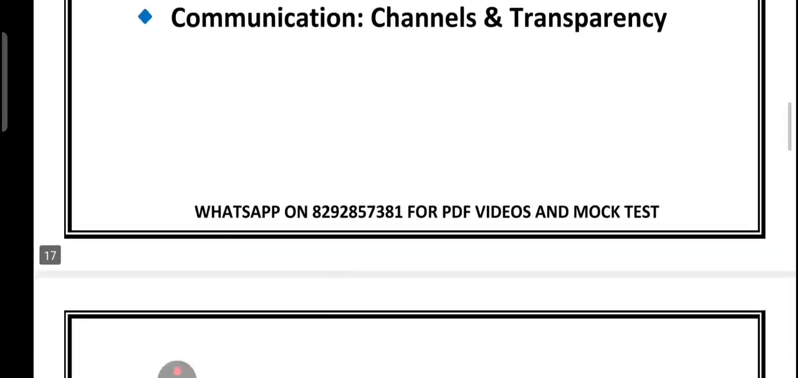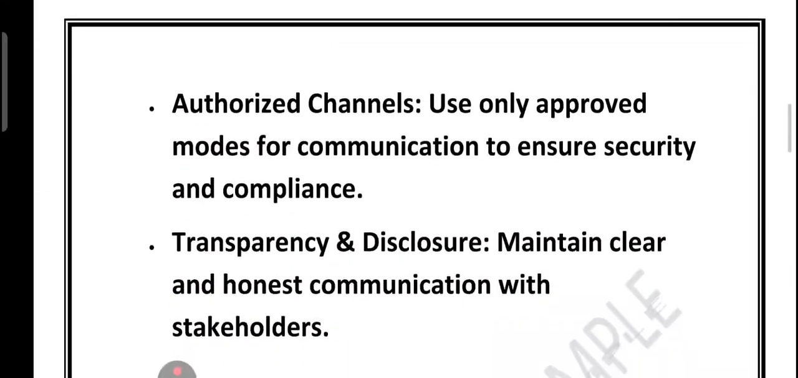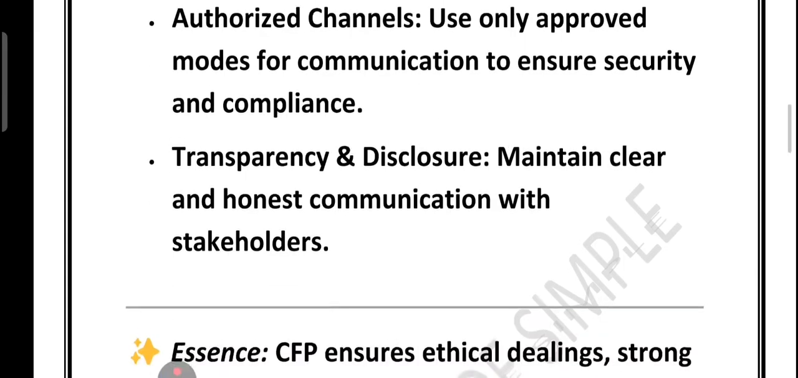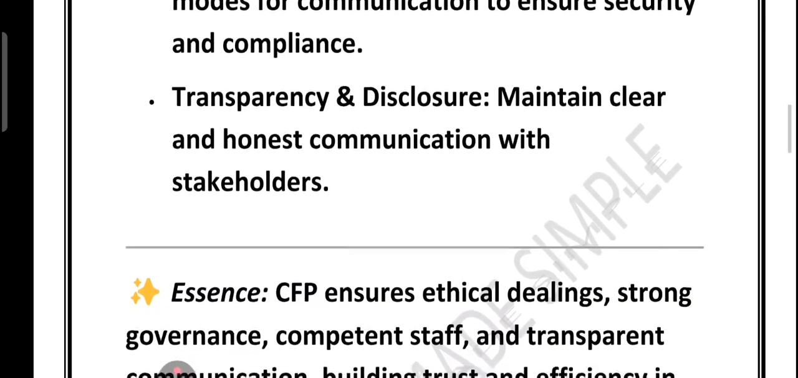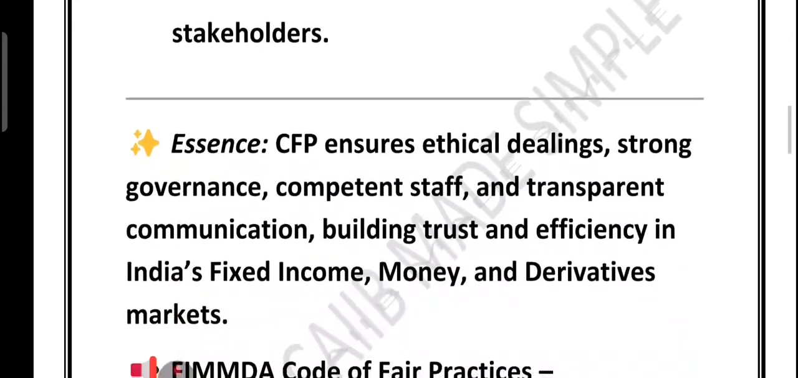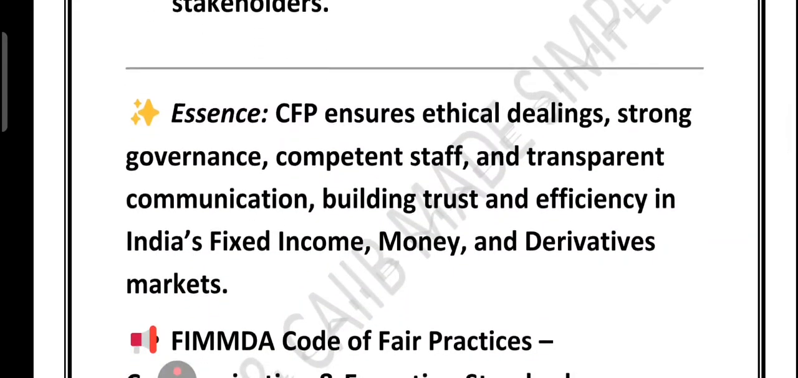Let's talk about communication channels and transparency. All communication must happen through authorized, approved channels only. It ensures security, compliance and reliability. Additionally, communication should be transparent, clear and honest with all stakeholders, leaving no room for confusion or misrepresentation. In short, we can say the FIMDA Code of Fair Practice ensures ethical dealing, robust governance, skilled personnel, transparent communication, which together build trust and efficiency across India's fixed income, money and derivative market.